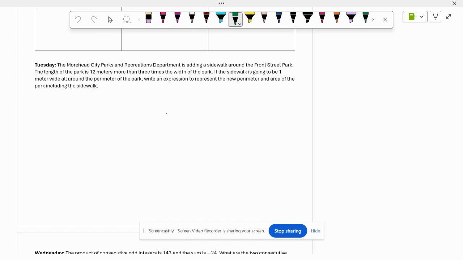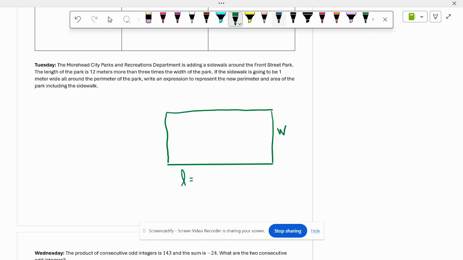So the first thing I'm going to do is draw the Front Street Park. So I'm going to make this little rectangular park. So it says that the length of the park is 12 meters more than 3 times the width. So if this is the width and this is the length is 12 more than, so 12 plus 3 times the width.